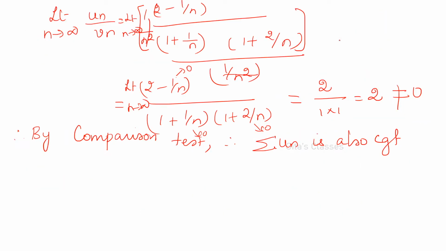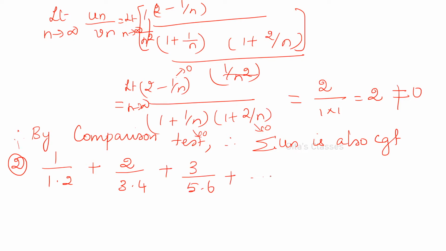Now, next question. 1 by 1 into 2 plus 2 by 3 into 4 plus 3 by 5 into 6 plus etc. up to infinity. So sigma Un you have to write. This is the given series sigma Un. So write the general term here. What is there here? 1 by 1 into 2. 2 by 3 into 4. 3 by 5 into 6.